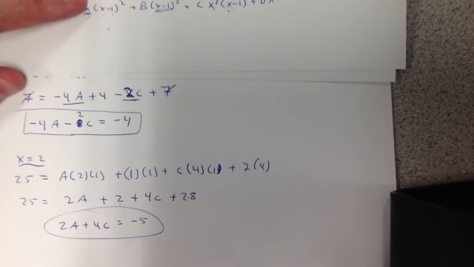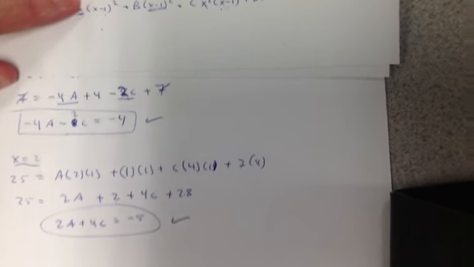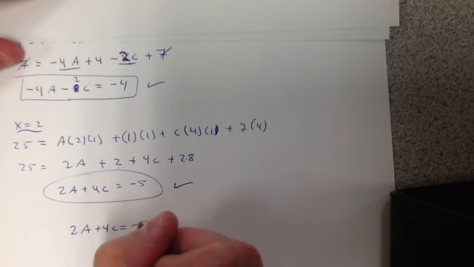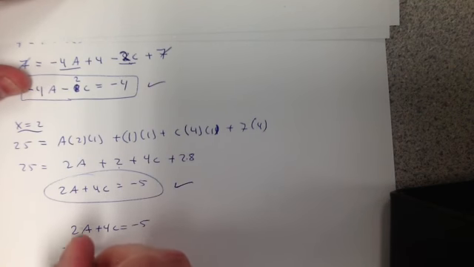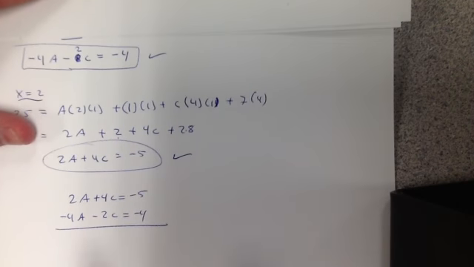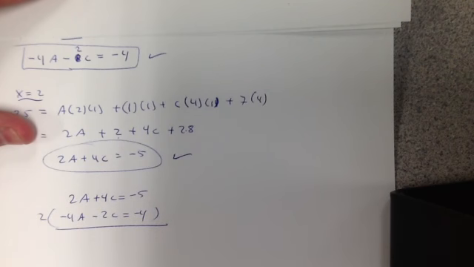All right, now, what we notice here, 2 equations, 2 unknowns. We have a system. So we can get 2A plus 4C equals negative 5, and the other is negative 4A minus 2C equals negative 4. And what I would like you guys to do is solve it. I'll give you a hint. Multiply the bottom by 2, and that's going to eliminate your C's. And we'll go finish up on this one tomorrow, okay?